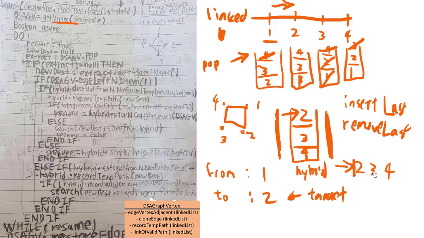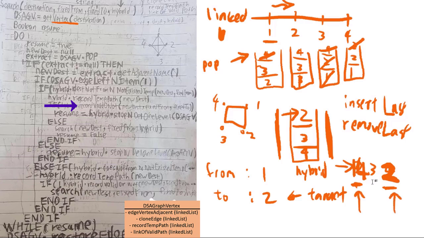Sorry, it's going to be 1, 4, then 1, 4, 3, then 1, 4, 3, 2. It's going to be 1, 4, 3, 2. So you're going to insert first and insert last. After you insert first, insert last, you're going to remove first, remove last afterwards.